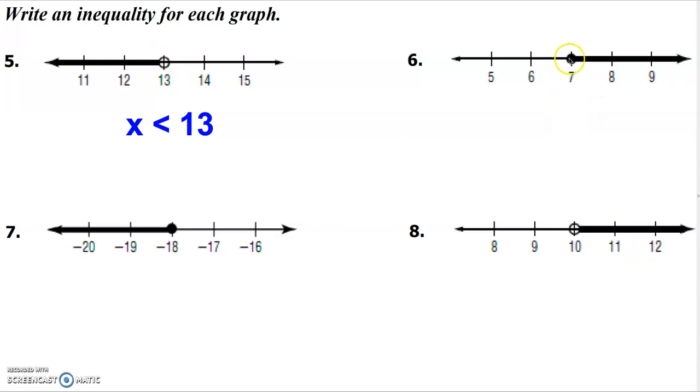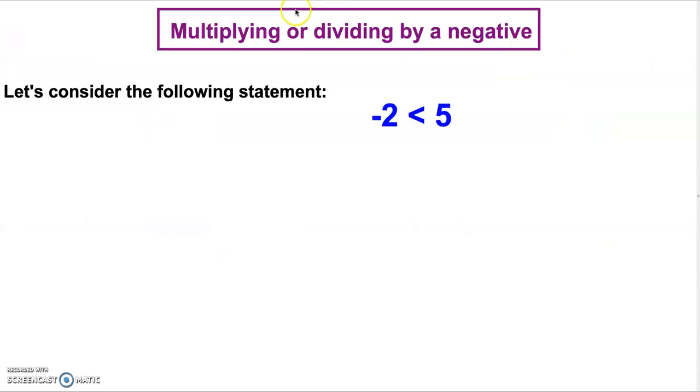For number 6, we have a closed circle at 7, and the shading is to the right. So all the numbers that are a solution for this inequality are larger than 7, and 7 is closed in, which means it's included. So x is greater than or equal to 7 is the inequality for this graph. 7 and 8 I want you to do on your own.